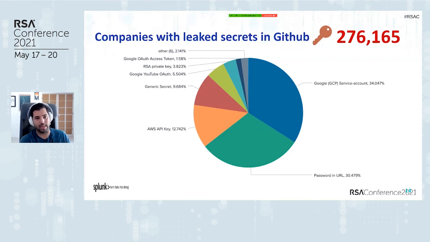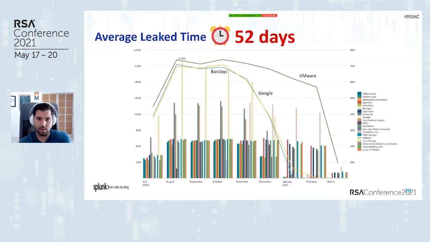And the way we're gathering the companies is if a GitHub user has a company listed under their GitHub profile, that's how we know there's a company behind it. And so we counted them. It's quite a bit of companies leaked, right? And this is, by the way, the breakdown of leaks by companies, right? Like I mentioned, mainly passwords and URLs, GCP tokens, and AWS API keys.